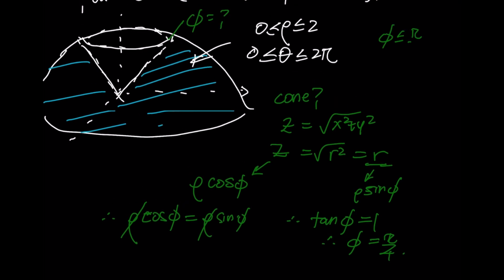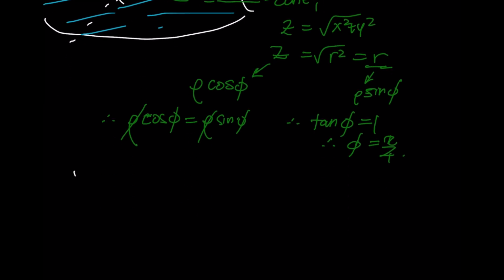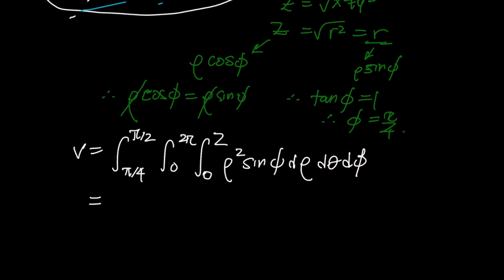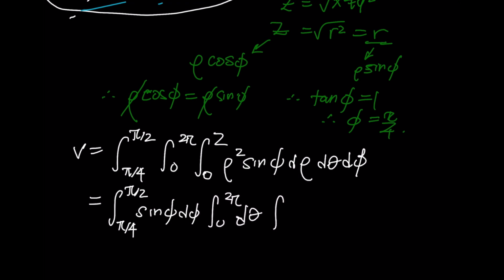Our polar limit now is bounded on the bottom by pi over 4, and then is free to go down to the xy plane. Phi is pi over 2. The volume of this region then becomes the following: 0 to 2 pi, 0 to 2, we'll have a rho squared sine phi, d rho, d theta, d phi. By Fubini's theorem, we can integrate this in any order we'd like. By properties of integration for partial integrals, we can also separate this, and we end up getting the following integral.